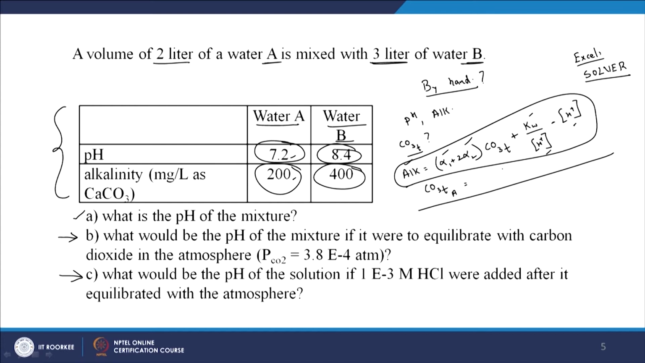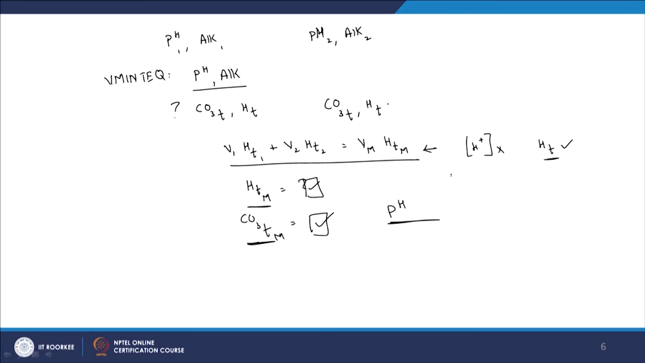Same case, I am going to repeat that for solution B. I am going to calculate CO3 total A, and similarly CO3 total B, and then obviously what next? Let us just try to write this down. So I have V1 into alkalinity 1 plus V2 into alkalinity 2 is equal to V3 into alkalinity 3.